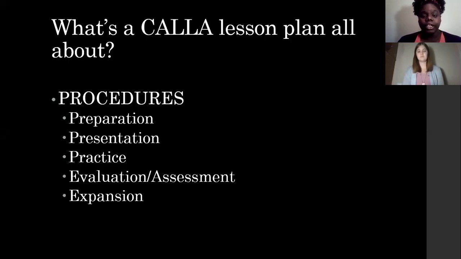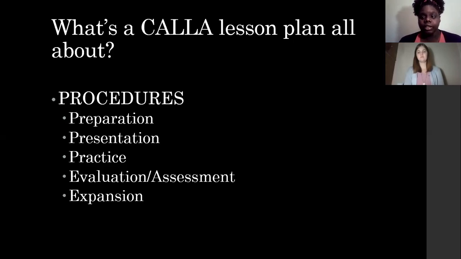Next is the presentation. How will I present it to the students? In practice, how will I help them model this out? How will I help them perform these skills? And then evaluation and assessment is just really getting to know, did they actually learn what it was meant for them to learn? You know, in a CALLA lesson plan, just like any other lesson plan, we set objectives. So did they actually grasp the objectives?